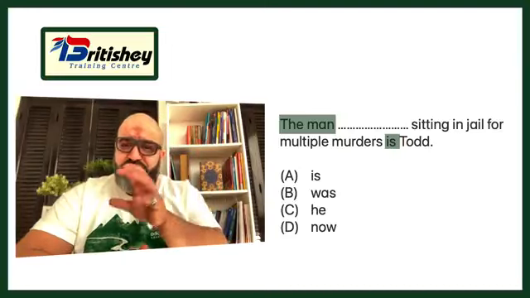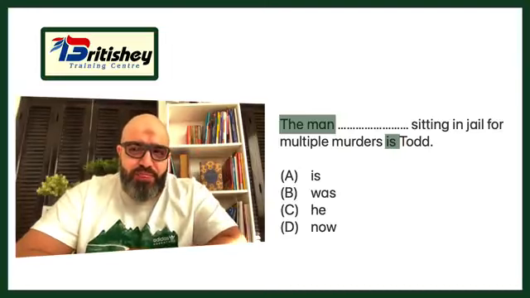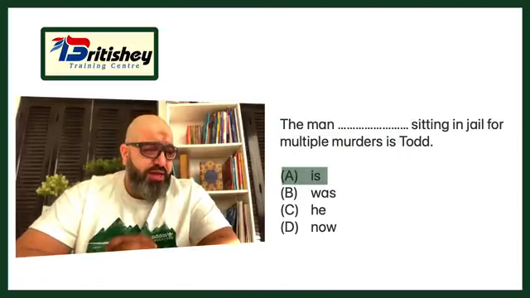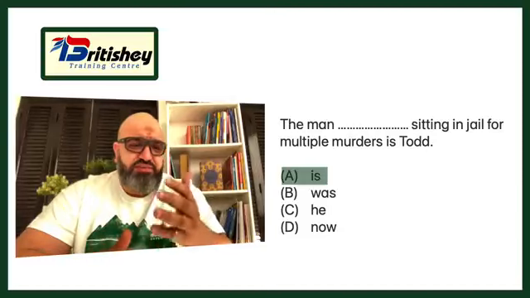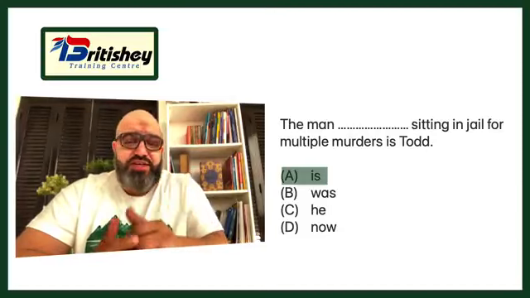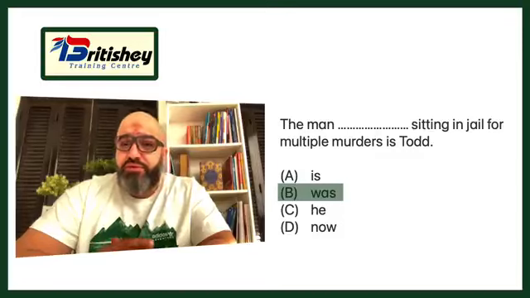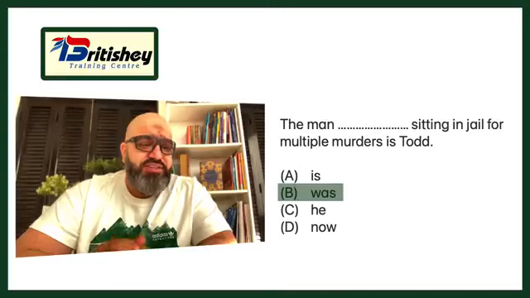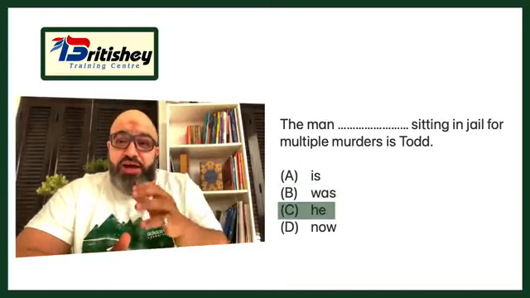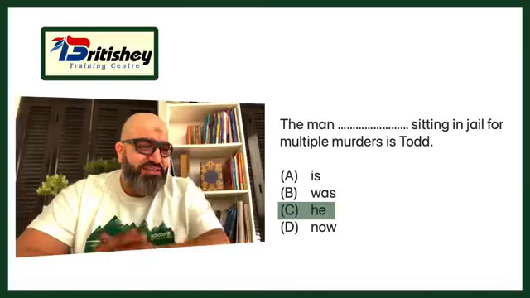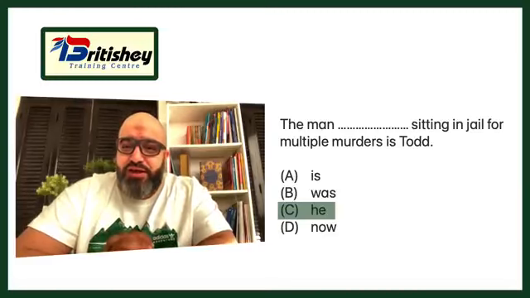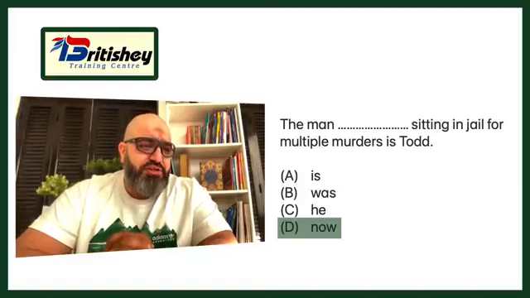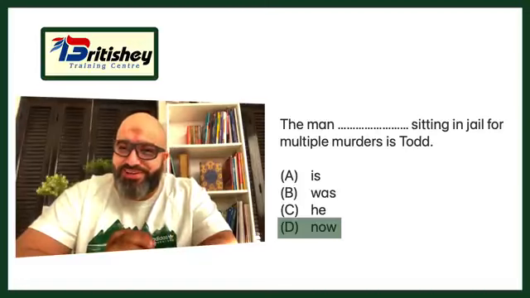So we've got a subject and a verb, which means that we don't need a verb because we already have a verb. So can we say the man is? I'd say no, because is a verb and I already have a verb in the sentence. Can I say was? No, because was is a verb and I already have a verb in the sentence. Can I say he? No, he would be a subject and I already have a subject in the sentence. Now, the only option left is now. So the answer would be: the man now sitting in jail for multiple murders is tarred.